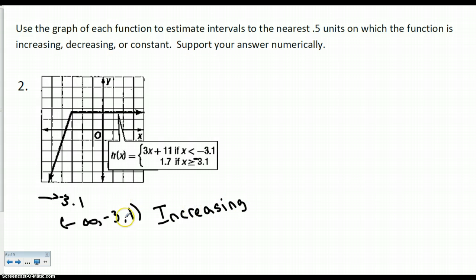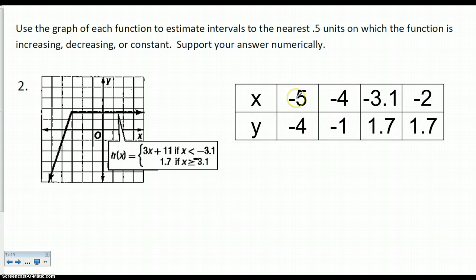And then from negative 3.1 to the end of my graph, because this keeps going on and on all the way to positive infinity, my graph looks like it's staying constant. My y values are staying constant the whole time. So let's plug in some values and see what happens. When I plug in a value that's further to the left than negative 3.1, like negative 5 and negative 4, my y values are getting bigger. And then when I plug in negative 3.1, I get 1.7. So it does look like my y values are getting bigger.